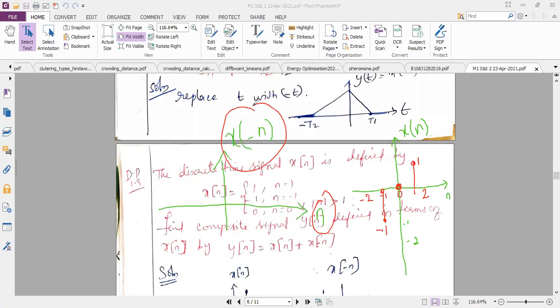Why am I doing x of minus n calculation? Because to get y of n, I should add x of n and x of minus n. I have x of n in my hand. I do not have x of minus n. So I have to find x of minus n. See, as usual, I'll just do the scaling 1, 2, minus 1 and minus 2. So what I said for reflection, I will take the x of n graph. In this x of n graph, my sample starts at minus 1. So as per the reflection concept, minus 1 becomes plus 1. So plus 1 means I have to mark at plus 1 the amplitude as minus 1.